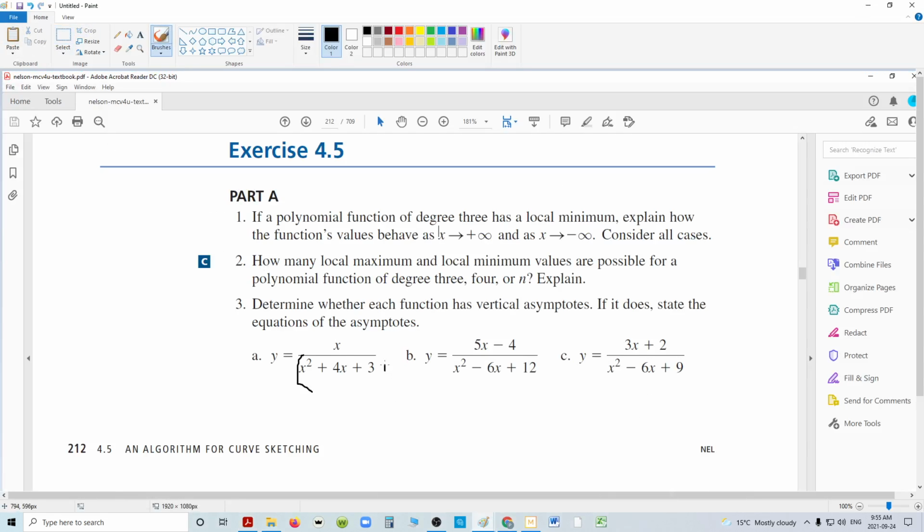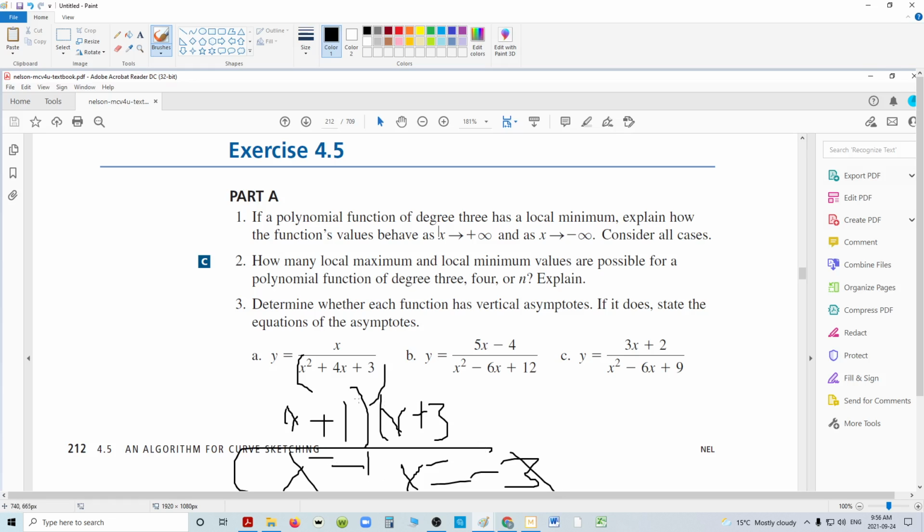This one factors out to x plus 1 and x plus 3. It does not cancel with the top, therefore the asymptote formulas are at x is equal to minus 3 and x is equal to minus 1. Because those values down here will create a 0, which is impossible.